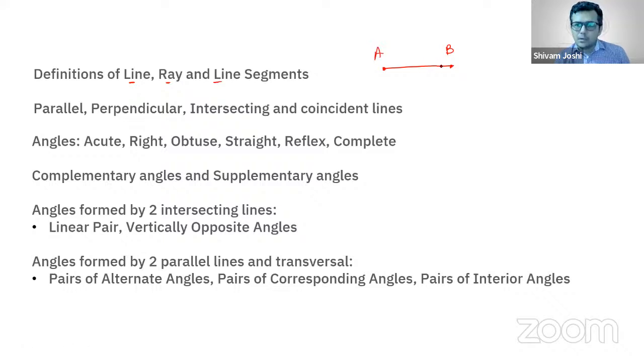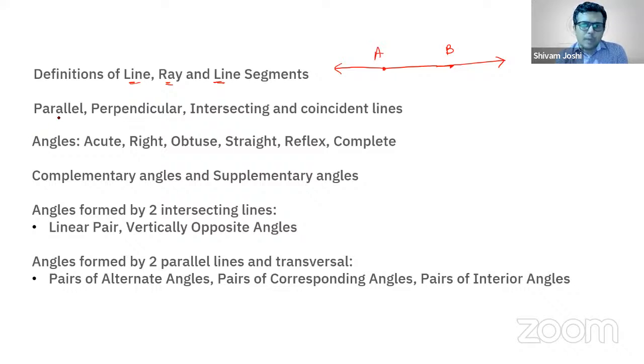Now, this is what you call a ray, right? A ray will have a starting point or origin, and on the other side, it is extended till infinity. And this is what you call a line, which is extended till infinity on both sides, right? So this is what line, ray, and line segment mean.